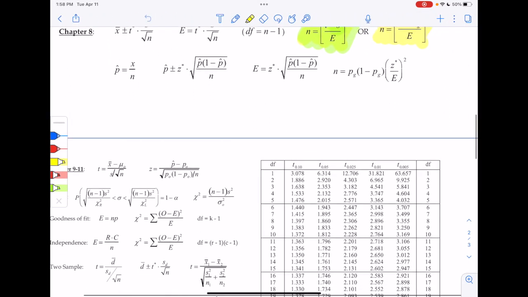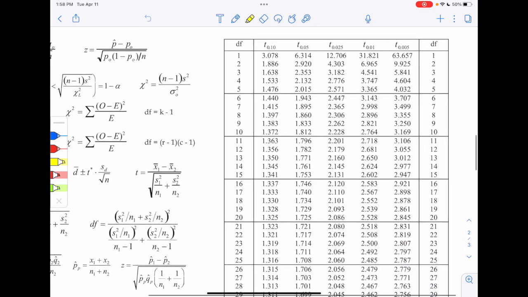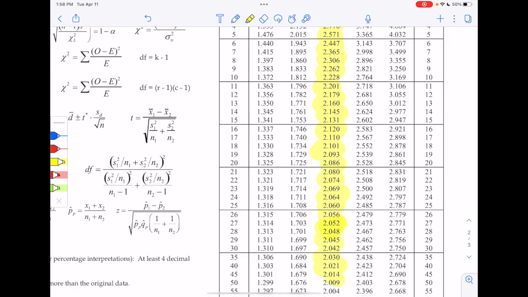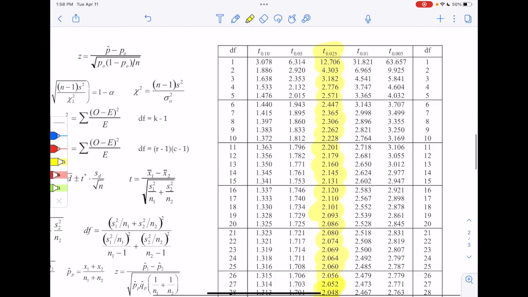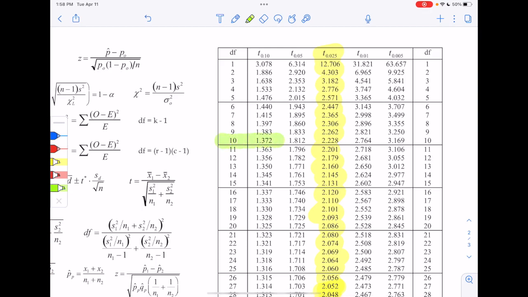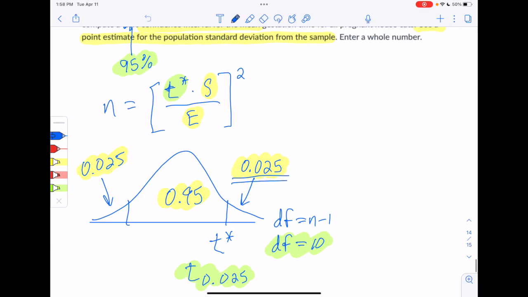On the formula sheet, let's go down to the T table. We want T of 0.025. That's this column right here. So somewhere in this column is where we're going to get our value from. And we want the one that has a DF of 10. So the DF of 10 row is right there. The intersection of the T of 0.025 column and the DF of 10 row is 2.228. So that is the T star that we're going to need. All right, so T star is 2.228. And that was the last piece that we needed to get to work on the formula.